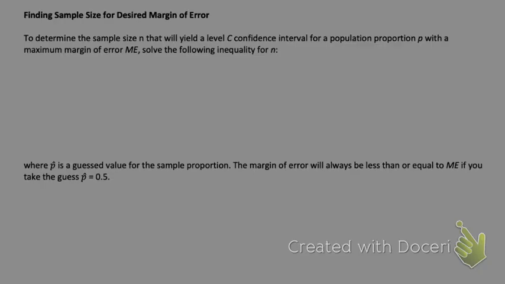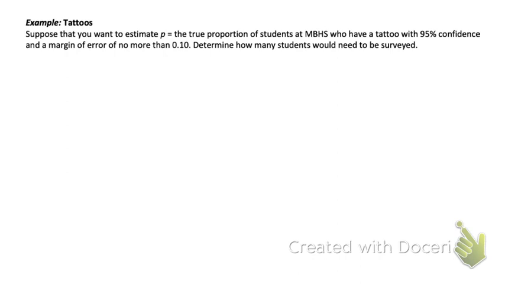All right, let's do a problem. Tattoos. Suppose you want to estimate the true proportion p of students at McKinney Boyd High School who have a tattoo with 95% confidence and a margin of error of no more than 0.1. Determine how many students you need to talk to. I want to be very confident, and I am allowing a 10% window on either side. So, 0.1 is the margin of error. That's the desired margin of error.